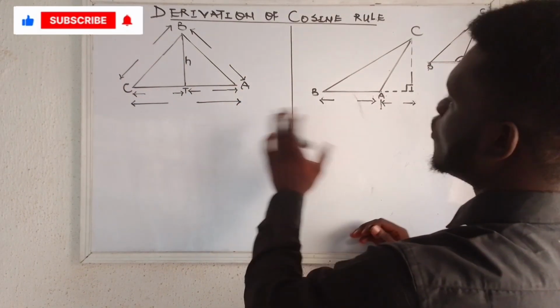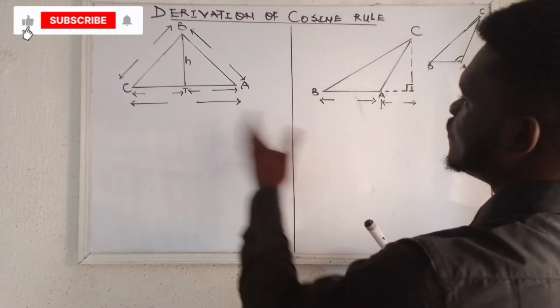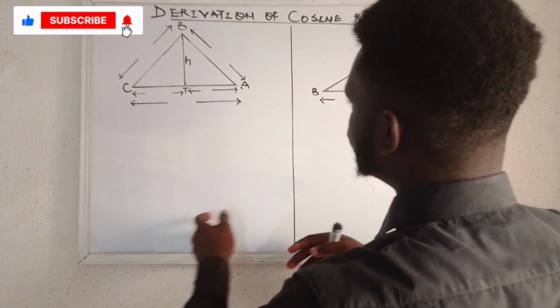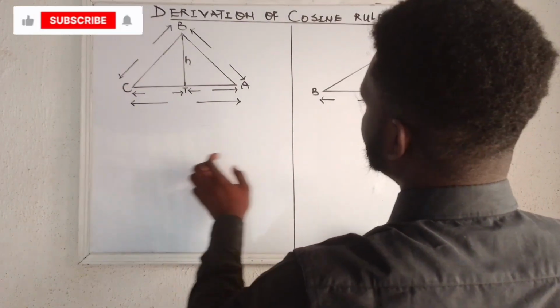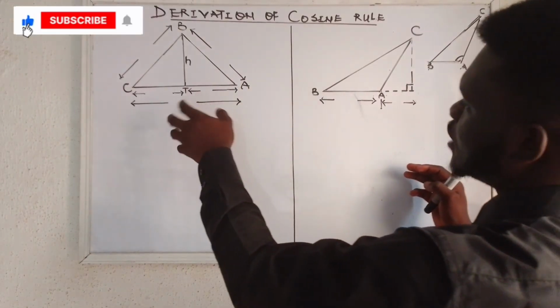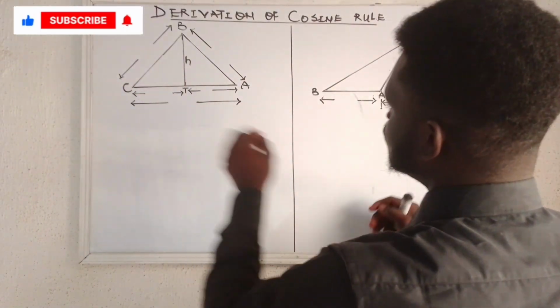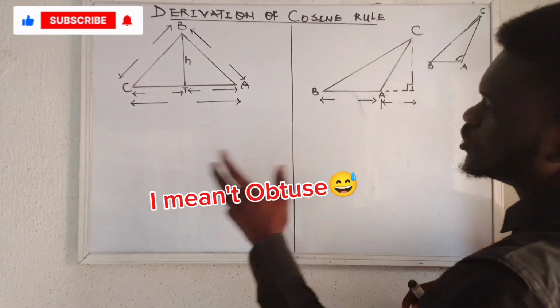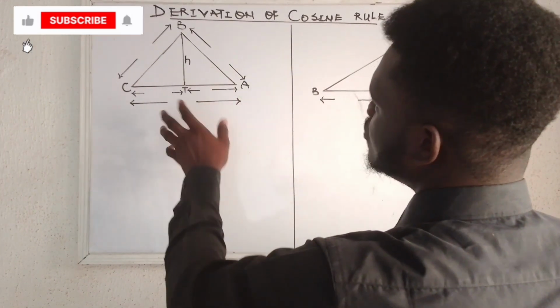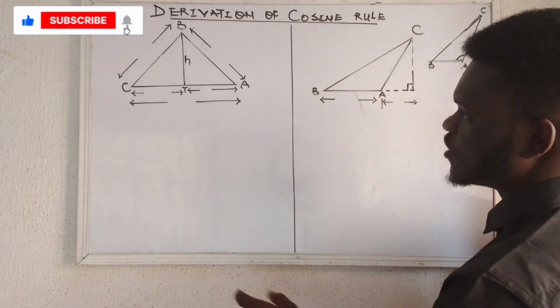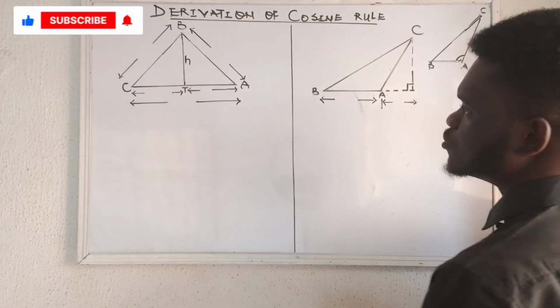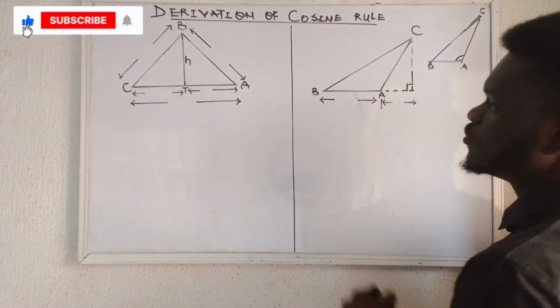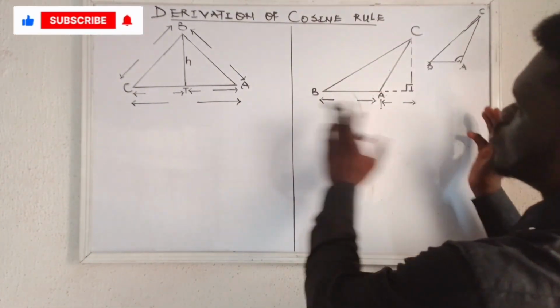I'm going to derive the same formula but with different methods. Yes, the same formula but different methods. This is the first approach, when you are using an acute triangle, that is, a triangle that has acute angles. Then this other one is for a triangle that has one obtuse angle. I just want to tell you that this cosine rule method that I want to derive applies to all triangles. Just know what you are doing. So let's show how it applies to these two triangles here.